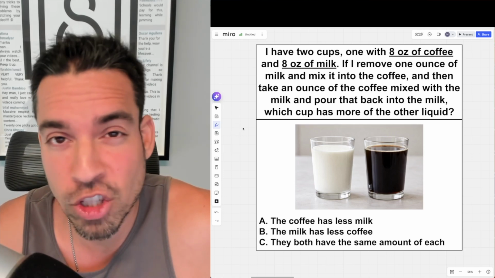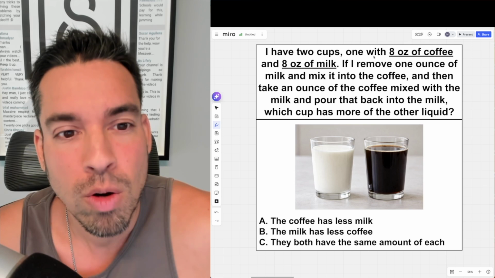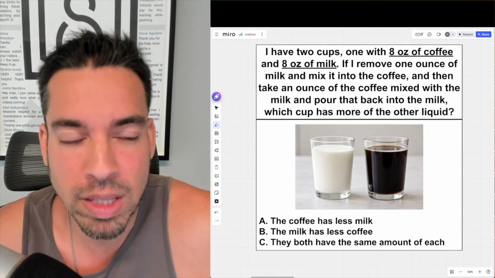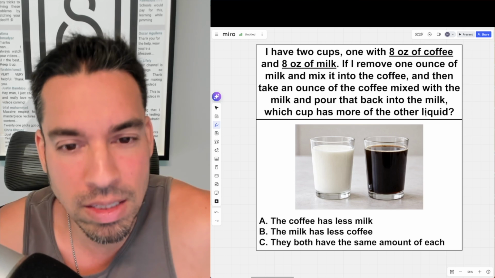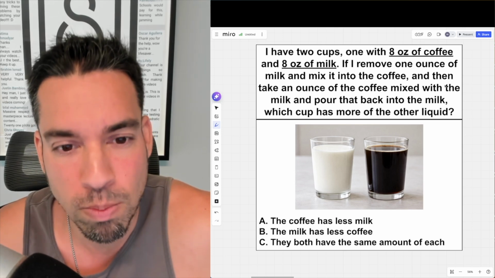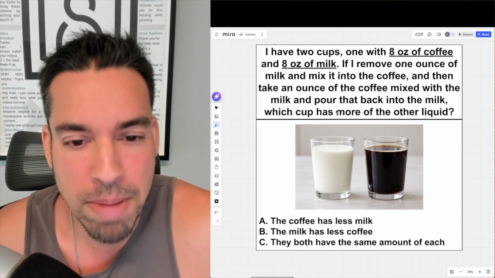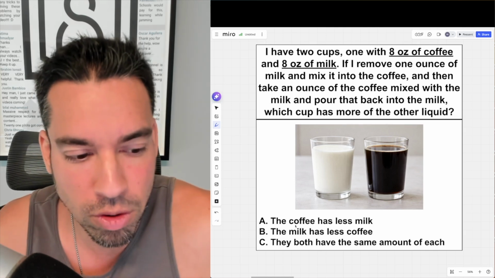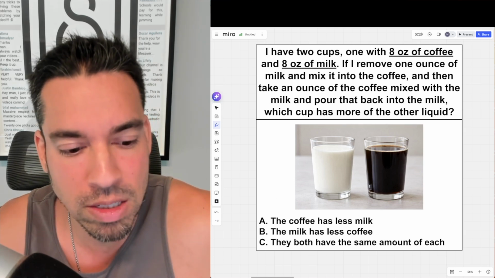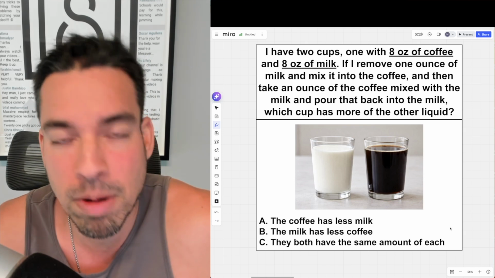In this one, the question is as follows. I have two cups, one with 8 ounces of coffee and one with 8 ounces of milk. If I remove 1 ounce of milk and mix it into the coffee, and then take an ounce of the coffee mixed with the milk and pour that back into the milk, which cup has more of the other liquid? And we got 3 options. The coffee has less milk, the milk has less coffee, and they both have the same amount of each.